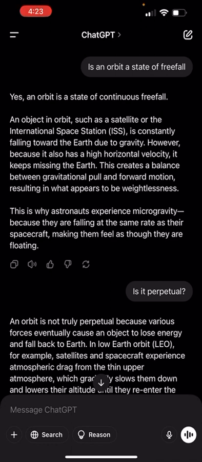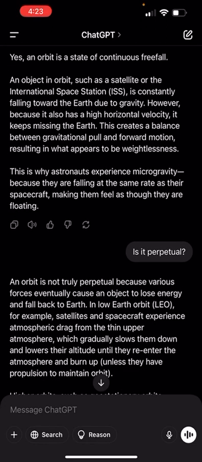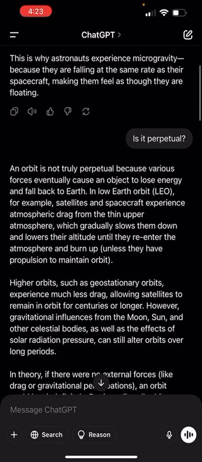So I went to ChatGPT to maybe help you out, and I asked it some questions. Is an orbit a state of free fall? Yes, an orbit is a state of continuous free fall. I'm not going to read his entire comment, but right down here, this is why astronauts experience microgravity, because they are falling at the same rate as their spacecraft, making them feel as though they are floating.